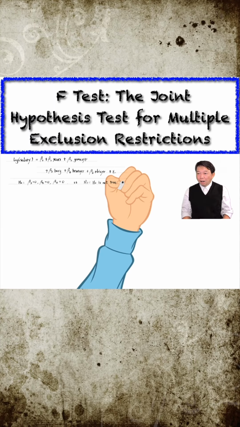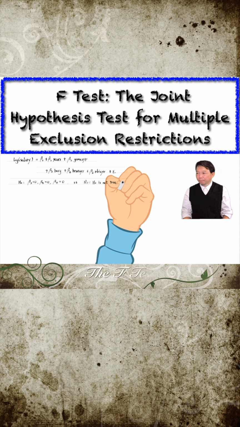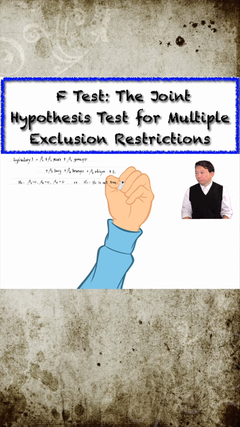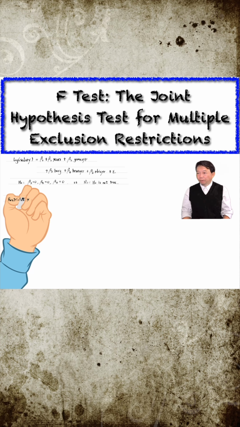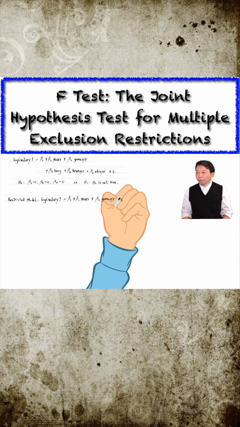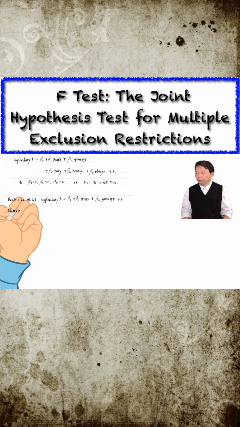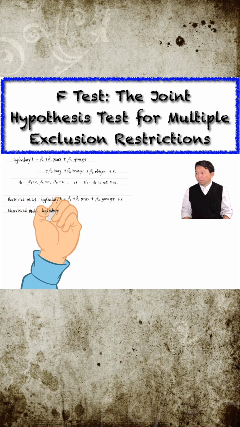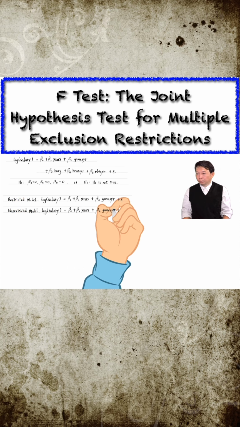The joint hypothesis test for multiple exclusion restrictions is called the F-test. The F-test concerns two models: the restricted model and the unrestricted model. The restricted model is the model in which the restriction is imposed. The unrestricted model is the model without the restriction.